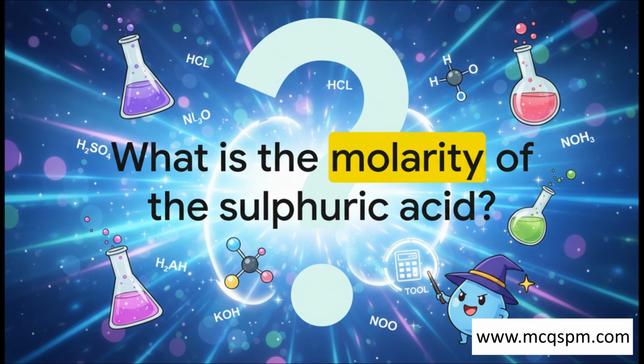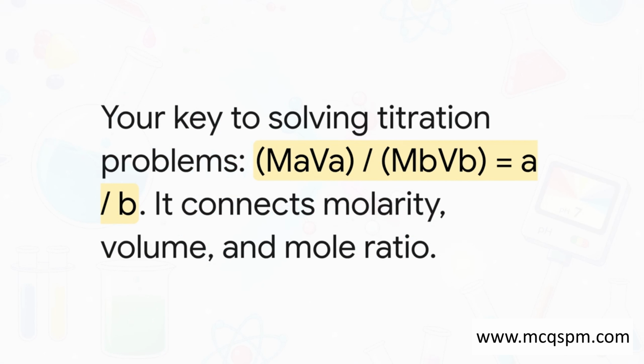Have a look at this. This is a real question from a past year paper. It gives you some volumes, one concentration, and asks for the missing one. Now, it might look a little intimidating at first glance, but once you have the right tool, it's actually pretty straightforward. And here is that tool. This is your secret weapon for titration.